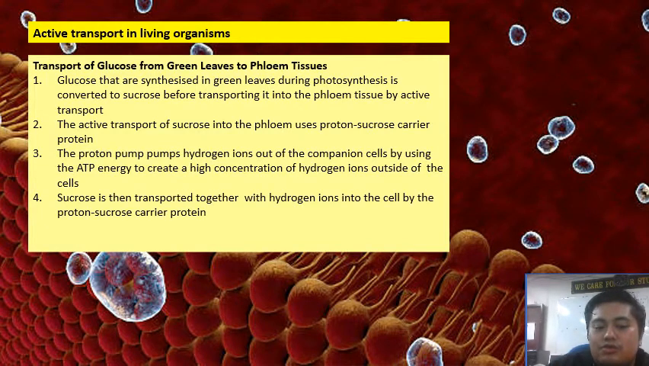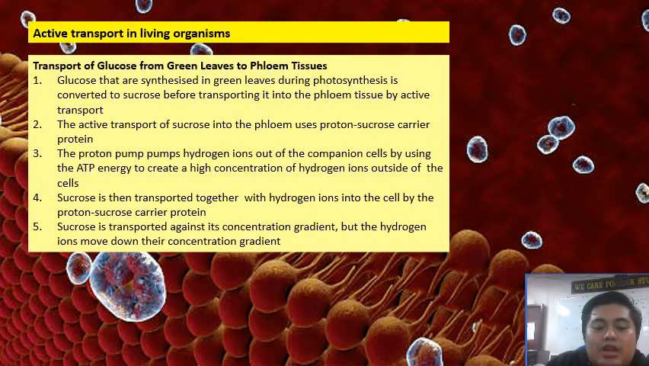This causes the sucrose to be transported with the hydrogen ion into the cell by proton sucrose carrier protein. Tapi ada beza dia, di mana the sucrose is transported against the concentration gradient. Sucrose ni tadi dipindahkan melawan kecerunan kepekatan, tapi hydrogen ion pula move down the concentration gradient.